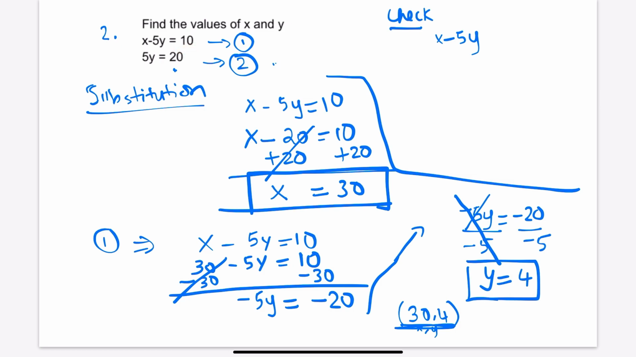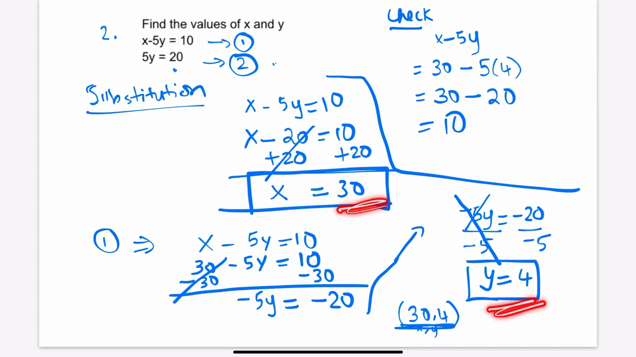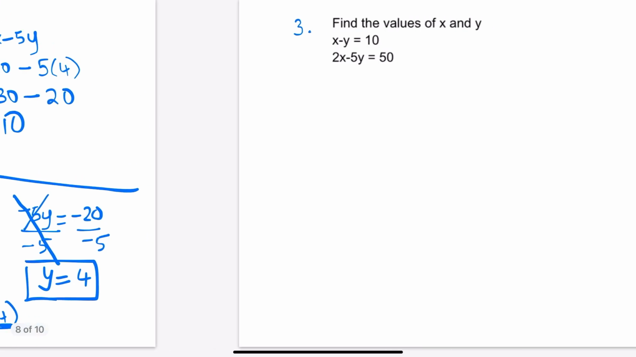Okay, we determined x as 30 and y as 4. So x is 30 minus 5 times y, which is 4. So 30 minus 5 fours, which are 20, is 10, which is precisely what you have here. So our values of x and y, which are 30 and 4, are correct. All right. Okay, folks, let's move on to the next problem. I hope you got this problem.